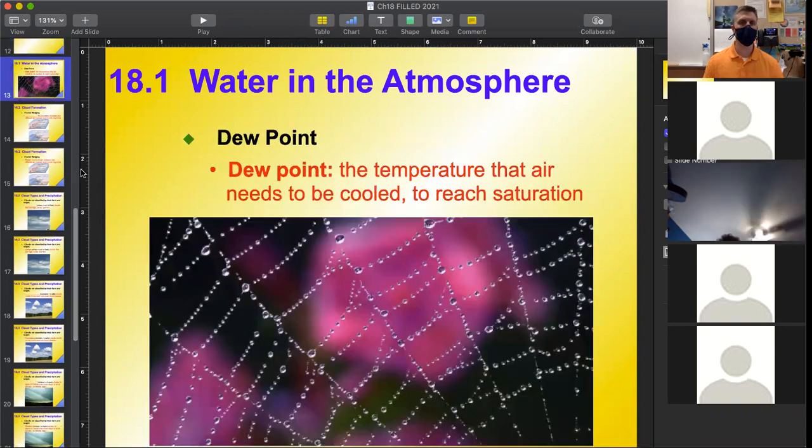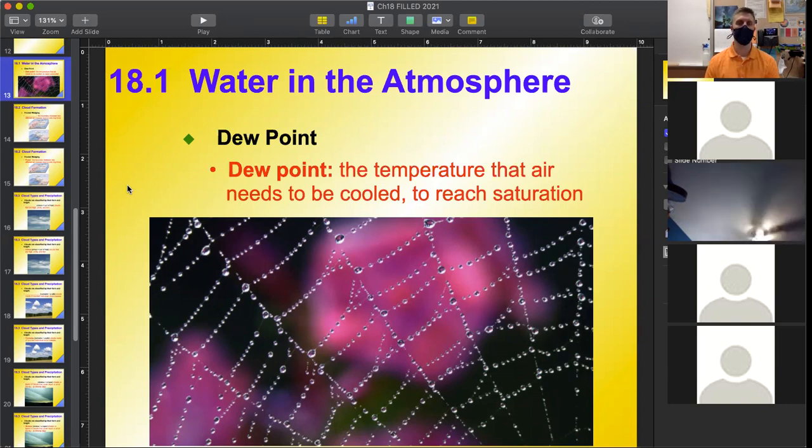All right, this one, dew point. I think one of the more confusing things about dew point is that it changes. It's not just a set number. The dew point is just that temperature where if the air is cooled below that temperature, then it becomes saturated and then water condenses out of it. That water vapor condenses into liquid.